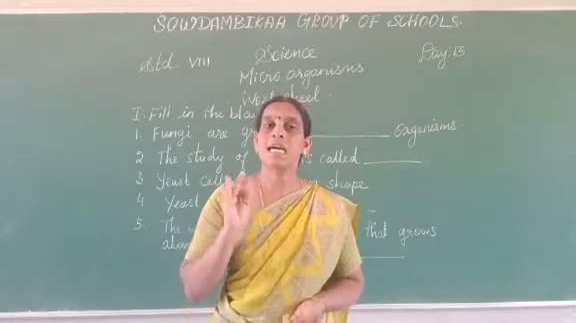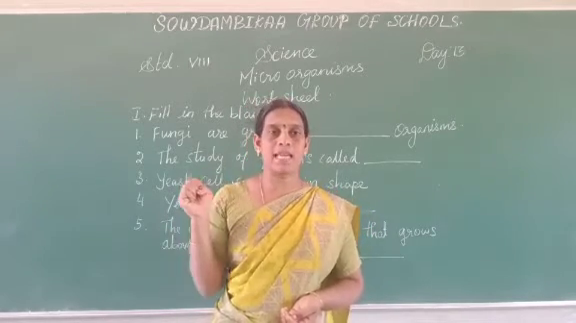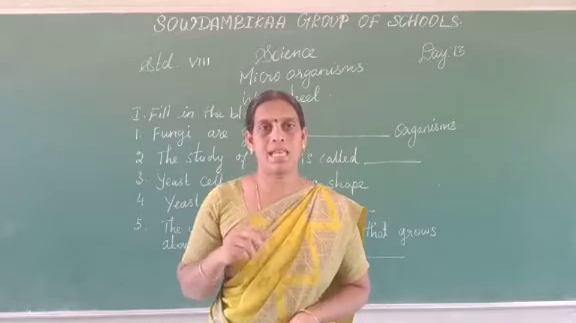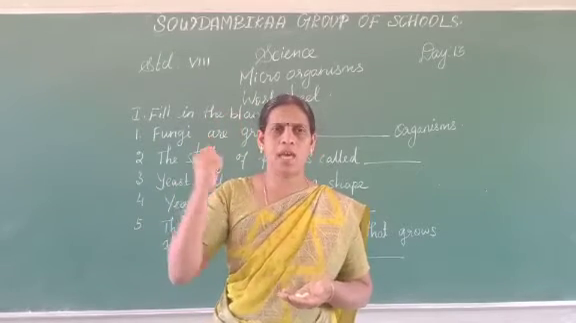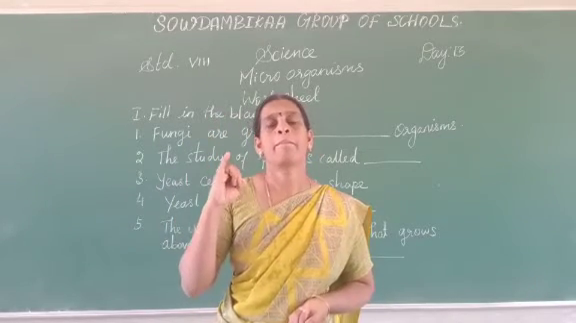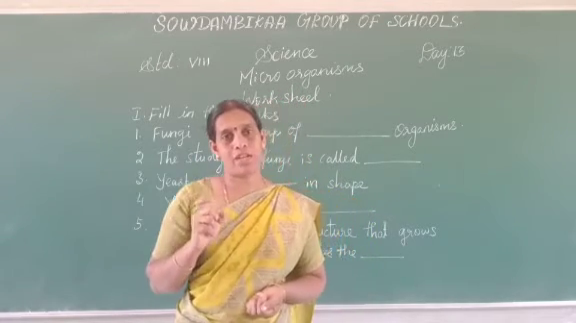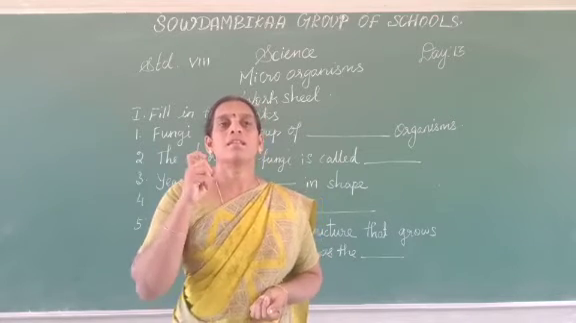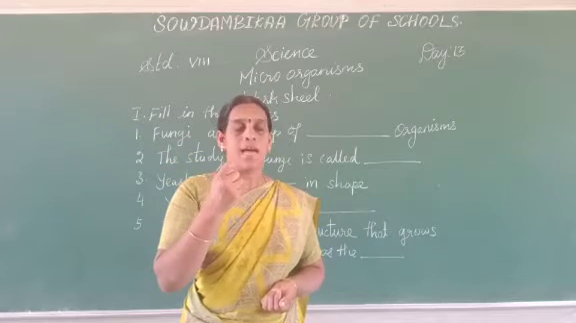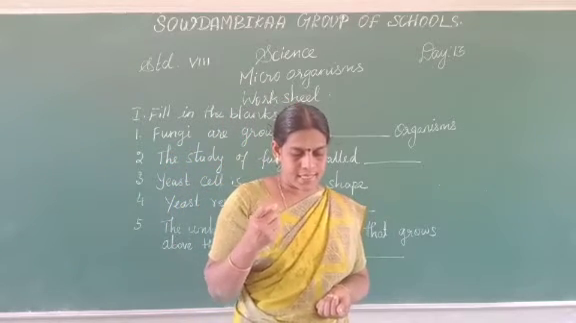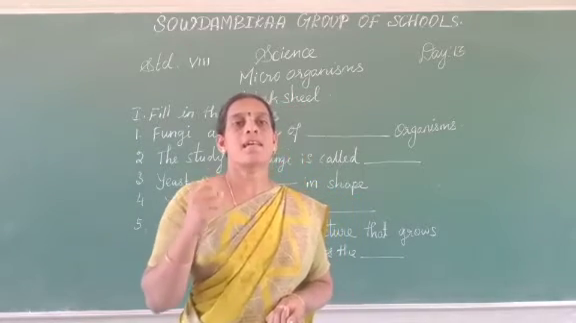Saprophytic, parasitic, and symbiotic. What is meant by saprophytic? They extract food material from dead plants and animals. That is called saprophytic. The example for saprophytic fungi is Rhizopus.